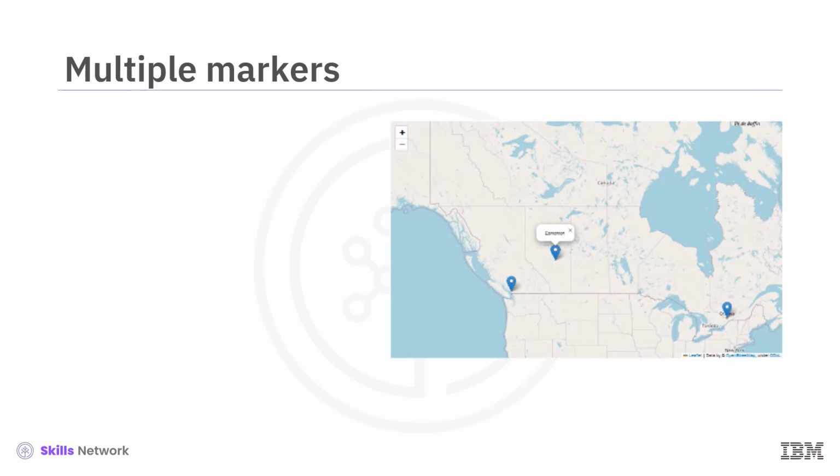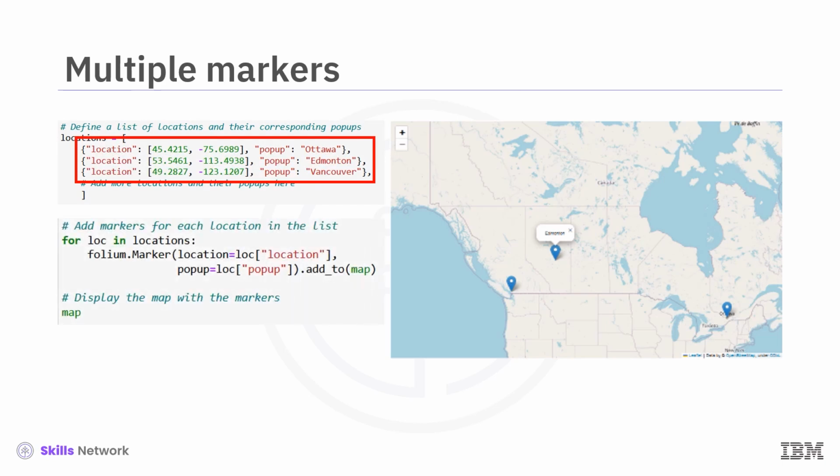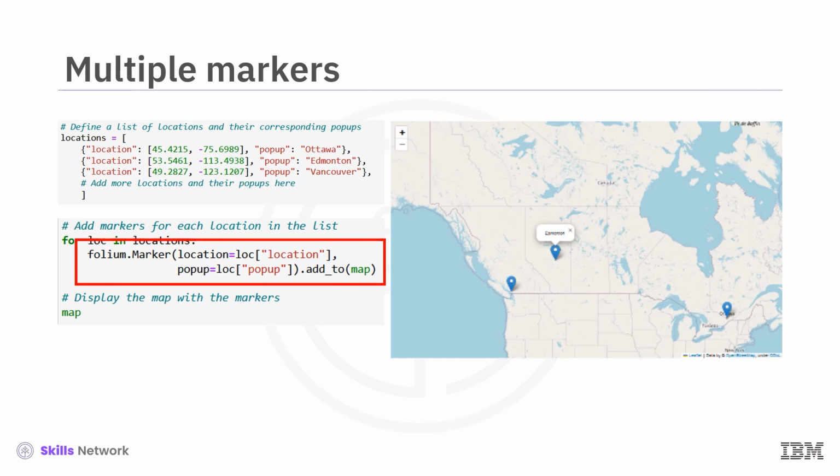Displaying multiple markers on a map is essential when using larger maps. Suppose you want to show multiple markers on the map. How can you do that? It's simple. Create a list of all the locations. Then pass this list to the marker function, using the add_to function through a loop. And your map with multiple markers will be ready for display.